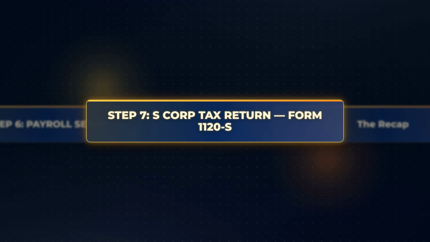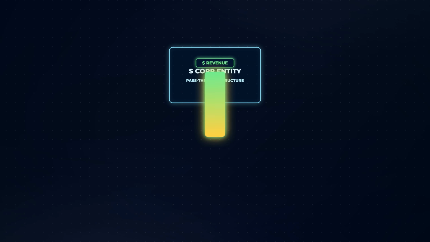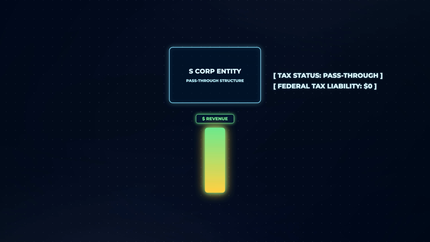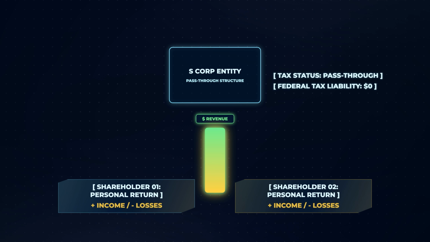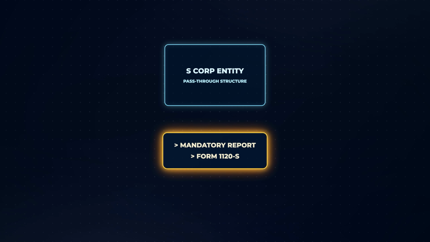And the final step is understanding your annual filing requirements as an S Corp. As an S Corp, your business now files its own separate federal tax return every year, Form 1120S. This is separate from and on top of your personal income tax return. The S Corp itself generally does not pay federal income tax. Instead, income and losses pass through to the shareholders and get reported on their personal returns. But the 1120S still needs to be filed.